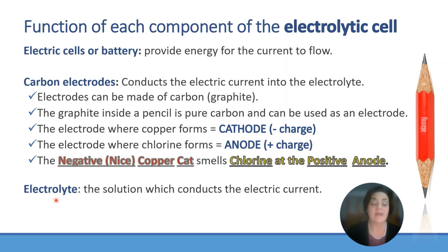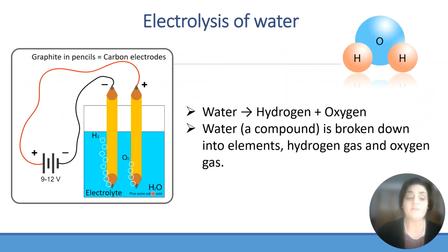And then we also had an electrolyte in the electrolytic cell, and that was the solution that conducts the electric current. In this case, it was the copper chloride solution. But if you use water as an electrolyte, the water can even undergo electrolysis. Now you know that a water molecule consists of one oxygen and two hydrogen atoms.